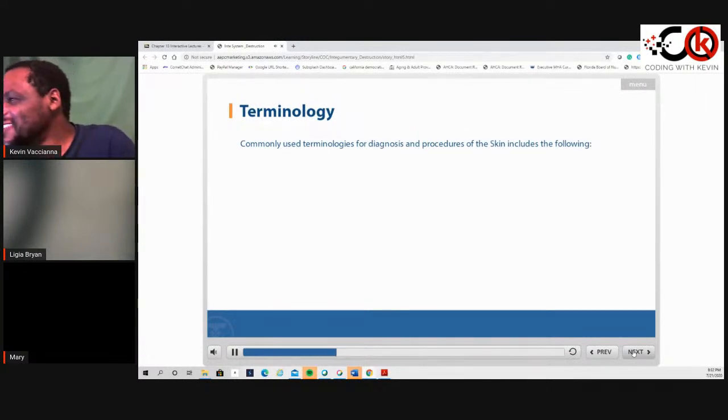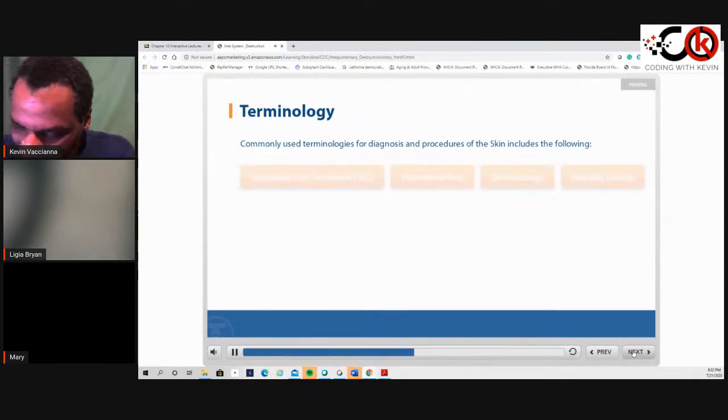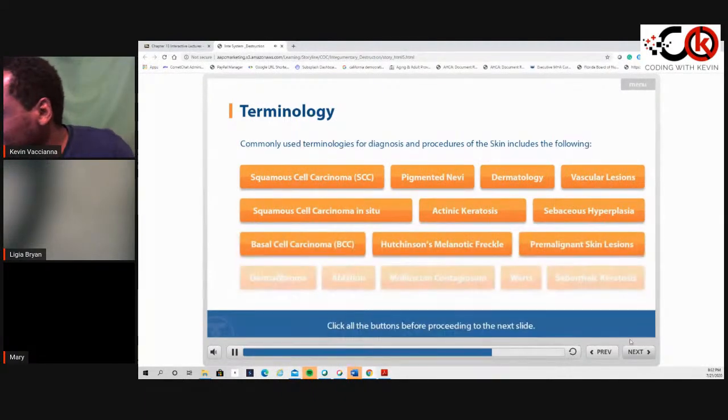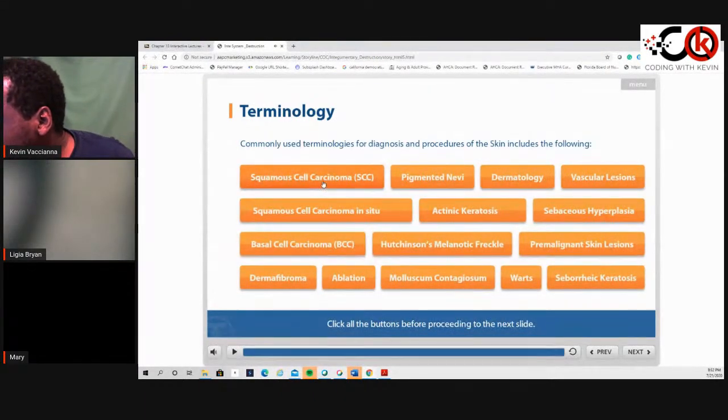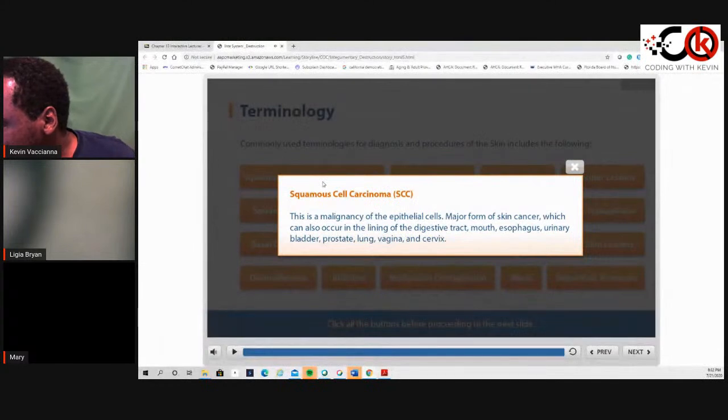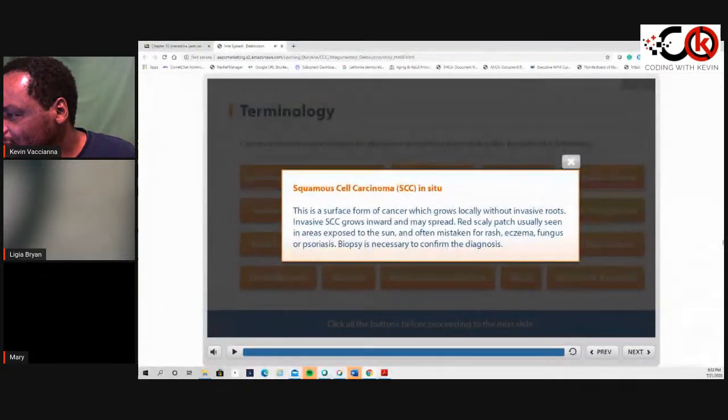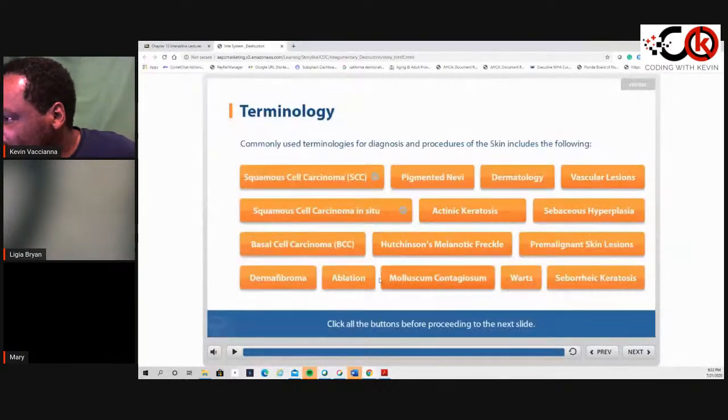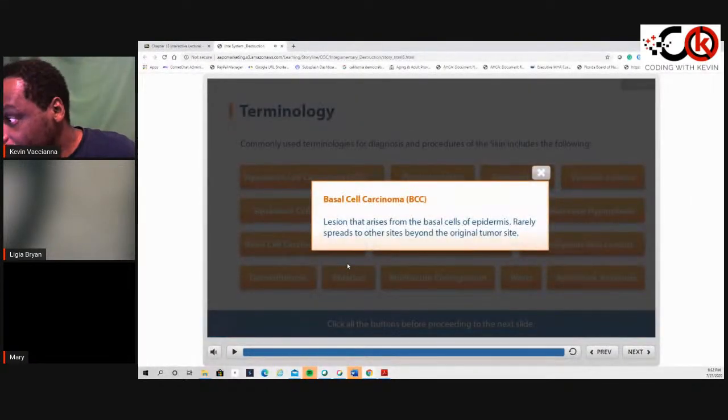Terminologies for diagnosis and procedures of the skin include the following. Click on the buttons to learn more. You guys should know these terminology words or have an idea what they stand for. I'm just going to quickly click on them, and then you can take pictures if you want to. Okay, this one is basal cell carcinoma.